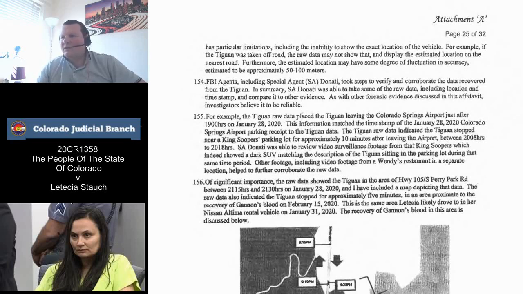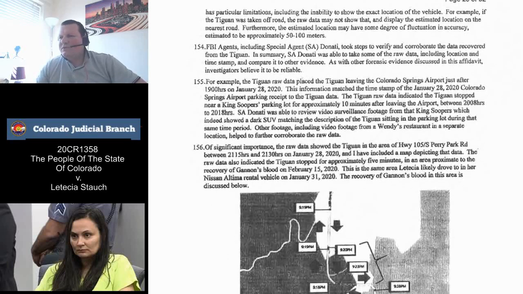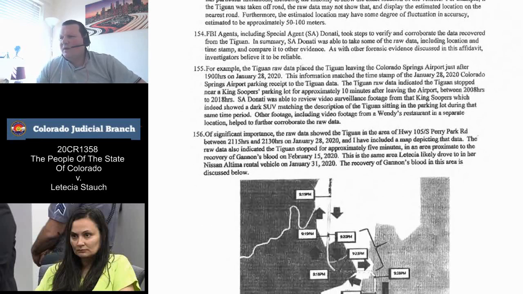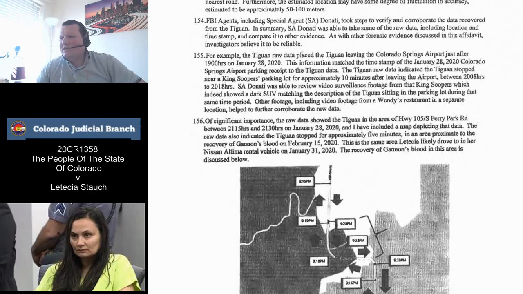It's pretty accurate. Of significant importance, the raw data showed the Tiguan in the area of Highway 105, South Perry Park Road, between 21:15 and 21:30 hours on January 28th. And I have included a map depicting that area, that data. The raw data also indicated that Tiguan stopped for approximately 5 minutes in an area proximate to the recovery of Ganon's blood on February 15th. This is the same area Letitia likely drove to in her Nissan Altima rental vehicle on 31st of January. The recovery of Ganon's blood in this area is discussed below.